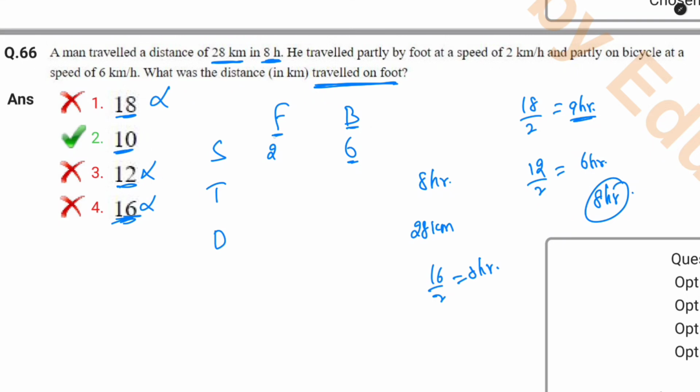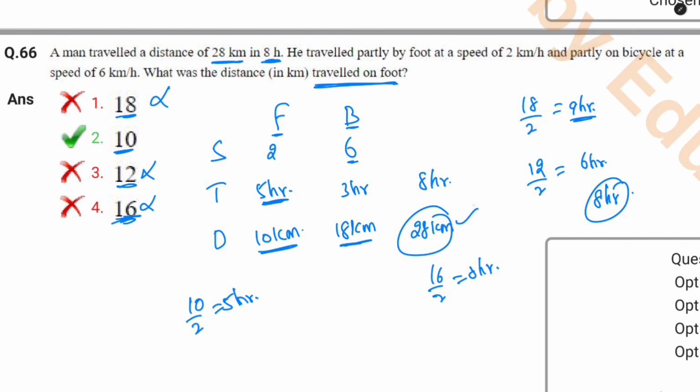So now 10 kilometers on foot. 10 divided by 2, it will take 5 hours on foot. Remaining it will be 3 hours. 6 into 3, it is 18 kilometers. So total 10 kilometers and 18 kilometers, it will be this.